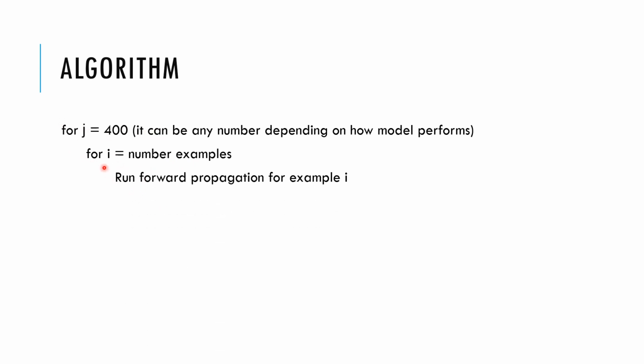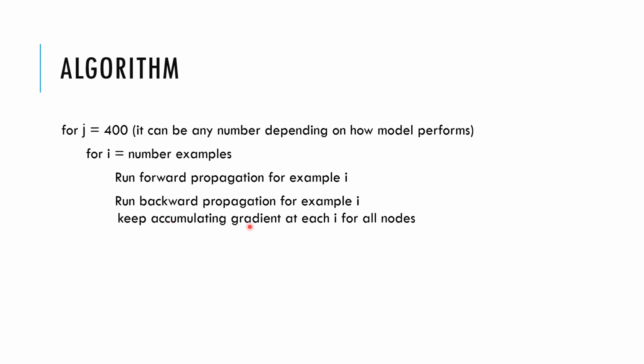So this is the for loop over the number of examples, right? We run the forward propagation for example i, where i goes from 1 to m, and m is the total number of rows in the data set. In this for loop, we run forward propagation for each example, then backward propagation, then keep accumulating the gradient for each example. Once we have done this, we come out of this for loop, and then we update all the weights, which we saw on the previous slide.